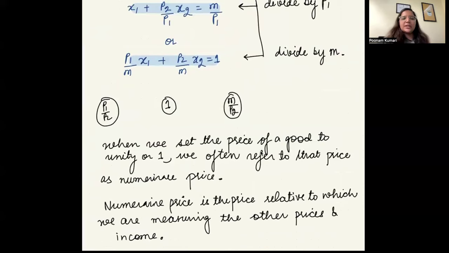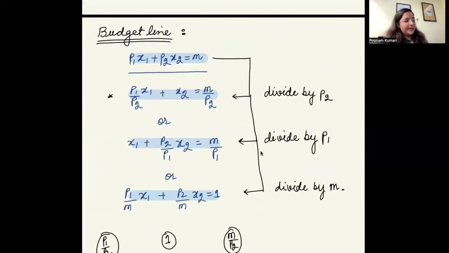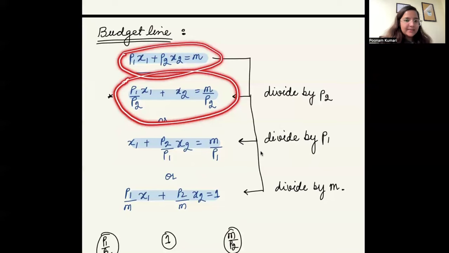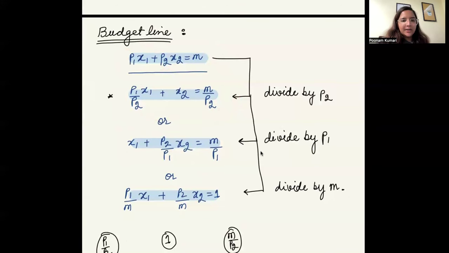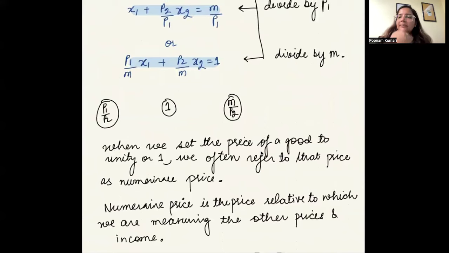Now understand carefully what this means. The first point we established is that this budget line is exactly the same as this budget line, right? And then we said that here we are making the price of this good 1, the price of this good P1/P2, and the income M/P2, right? Yes, ma'am. So whenever we start treating the price of any good as equal to 1, that price is called the numeraire price. And numeraire price means a price relative to which we start measuring everything.